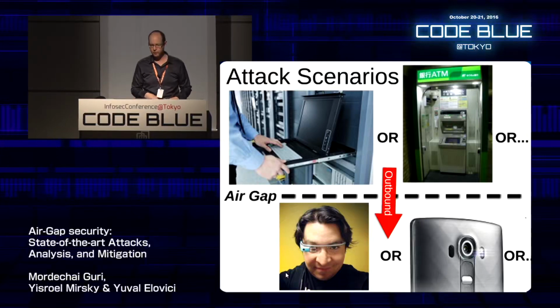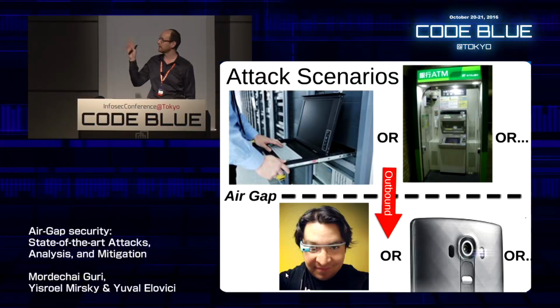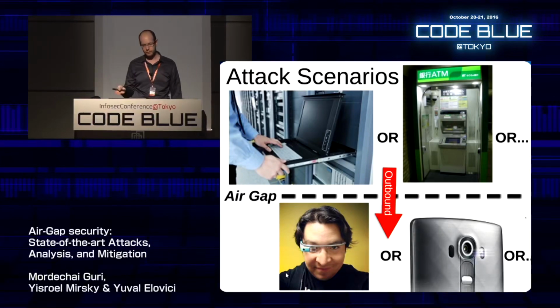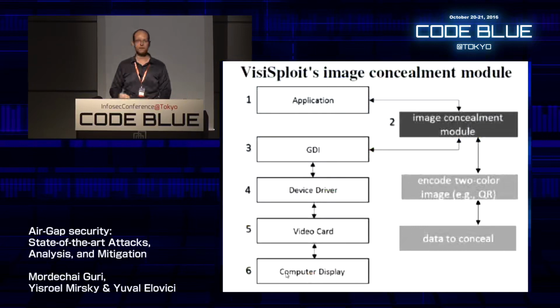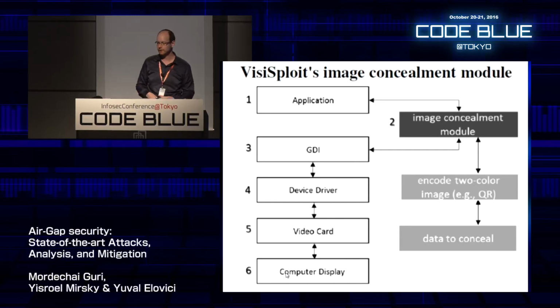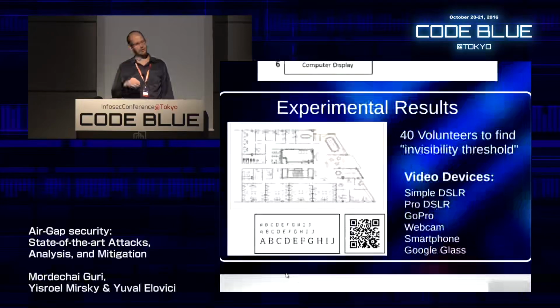The attack scenarios are where you have some sort of computer terminal, maybe even an ATM machine, and the attacker comes with a camera of some sort and records that screen just for a moment, and then extracts the picture that's hidden in the image. To do this, you actually need to add the malware to have what we refer to as an image concealment module, somewhere between the application and the graphics display driver and interface.